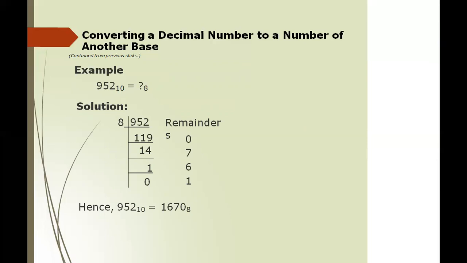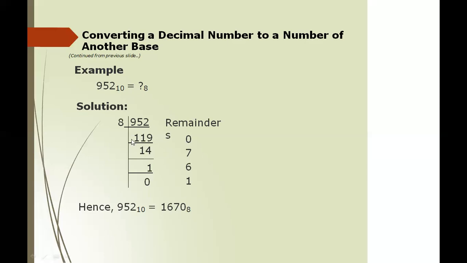We want to convert this in octal base. That's why we divide the value, that is 952, by 8, and here we get 119. That is the result. And here the remainder is 0.